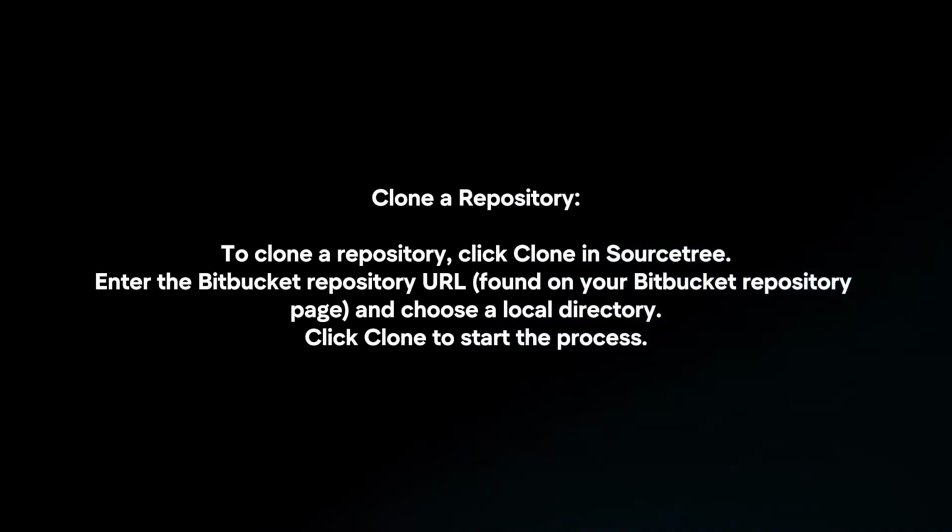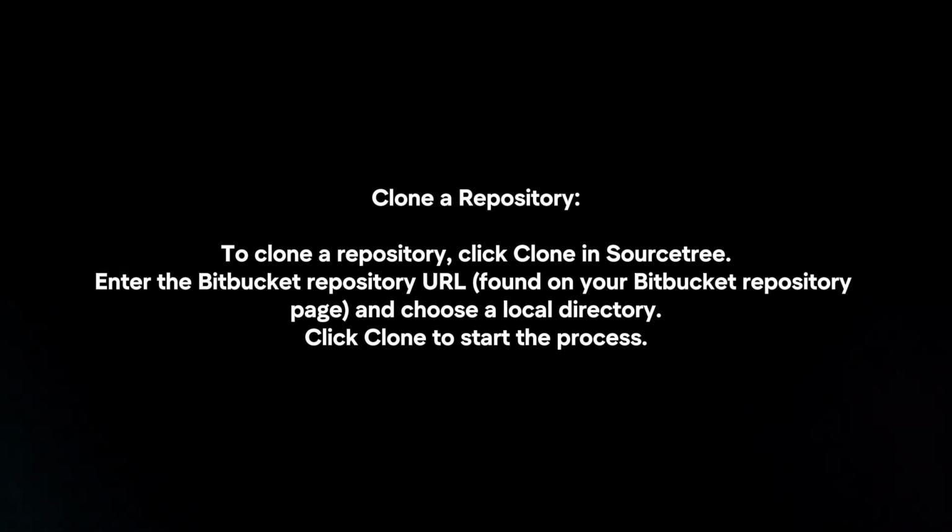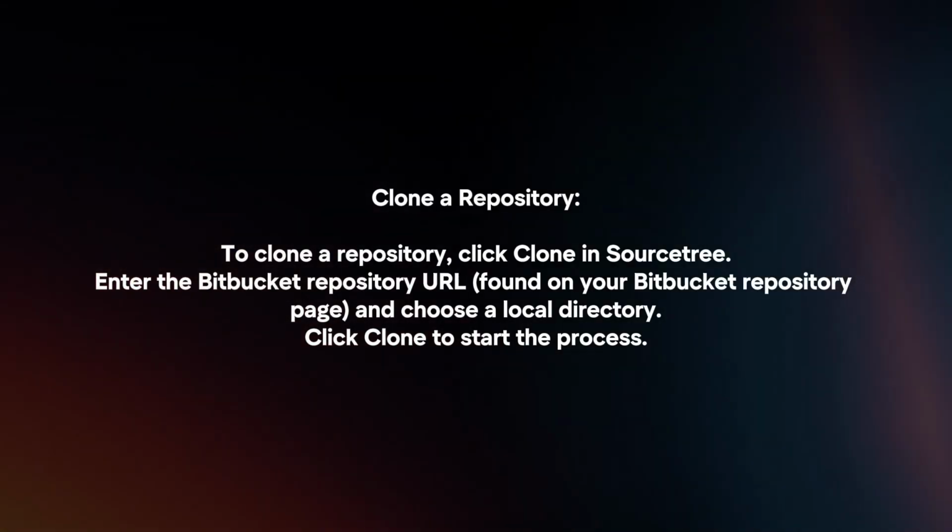To clone a repository, click Clone in Sourcetree. Enter the Bitbucket repository URL and choose a local directory. Click Clone to start the process.